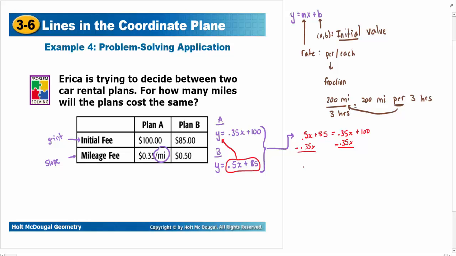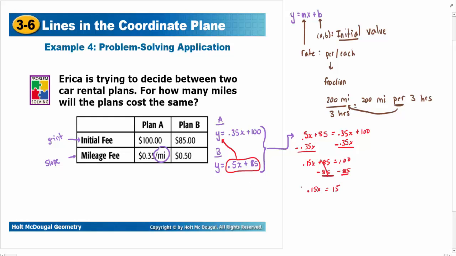So that's going to be 0.15x plus 85 equals 100. Then I'll subtract 85 from both sides. And I get 0.15x equals 15.